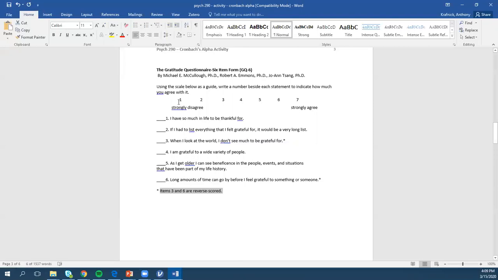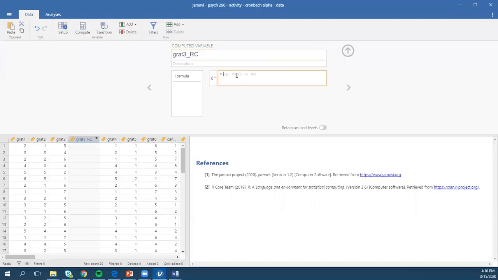If the Likert scale was 1 to 6, we would do 7 minus that question. If the Likert scale was 1 to 4, we would do 5 minus that question. So it's always 1 more than the length of the scale minus their score on that question. So in this case, right, Likert scale is 1 to 7. Let's do 8 minus GRAT 3, right?